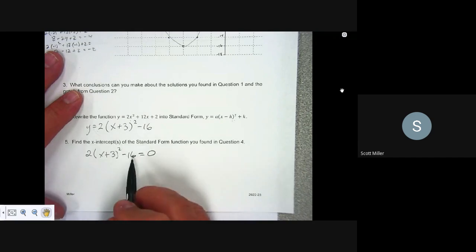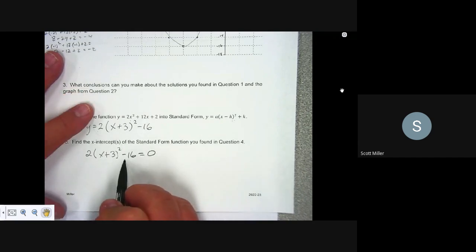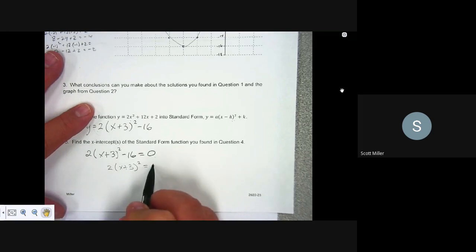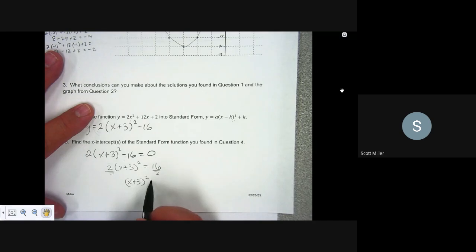So I'm going to use algebra techniques, which means I'm going to add 16. So I get 2(x plus 3) squared equals 16. So you add a 16 to both sides, I get that. Then we're going to divide both sides by 2. And so now I have (x plus 3) squared equals 8.